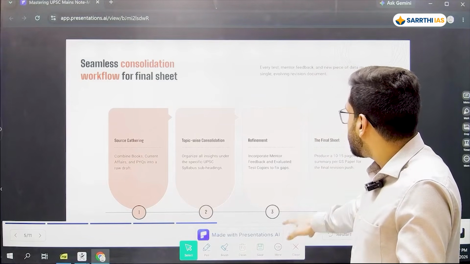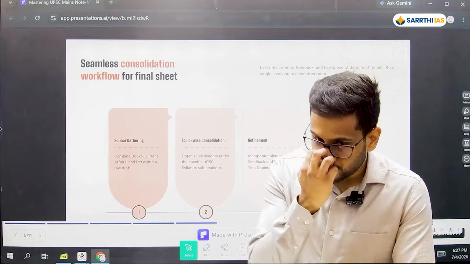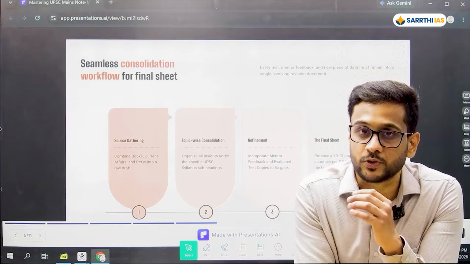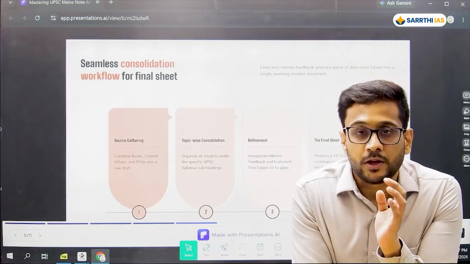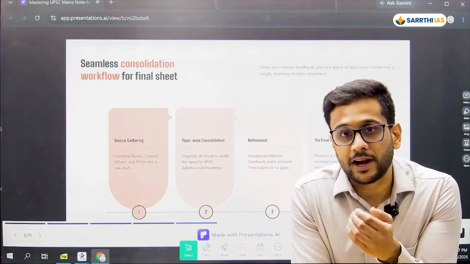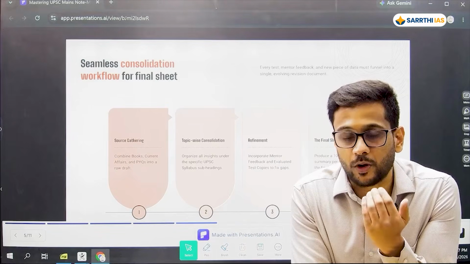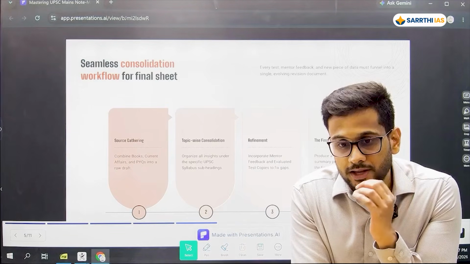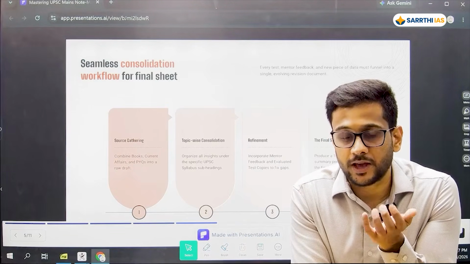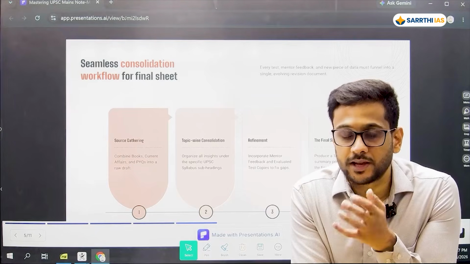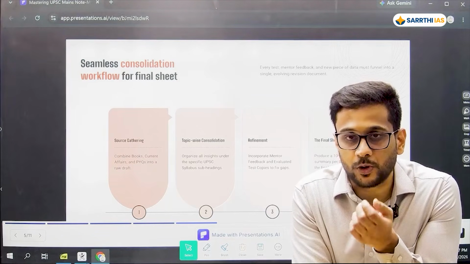Then refinement. How can you test whether your notes are up to the mark or not? You start writing daily answers, you start giving mock tests, you get mentor feedback on those answers, you do self review of how others are writing, how toppers are writing.